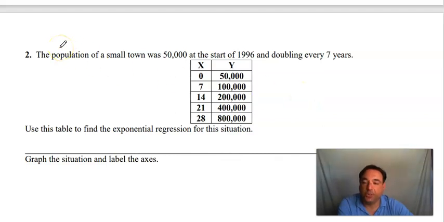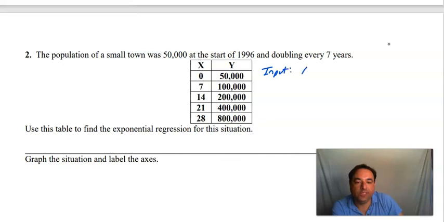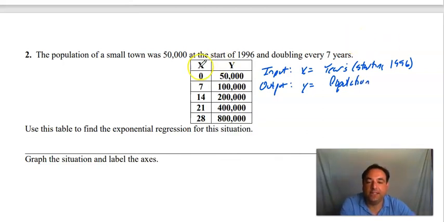So, question 2. The population of a small town was 50,000 at the start of 1996 and doubles every 7 years. So to be clear, our input, which is x, is years, starting at 1996. And then our output, which is y, is the population. Okay? So we're given that x is 0, y is 50,000; 7, 100,000; 14, 200,000; 21, 400,000; 28, 800,000.